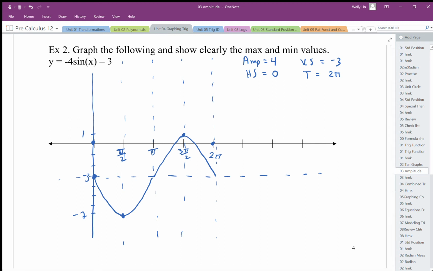The keys are organizing this information, using this information to get a start point and end point through the horizontal shift and period, get my middle line through my vertical shift, split it up into quadrants to be able to frame my sine and cosine functions, and then use the amplitude and flip to graph this function. Okay, down 4, okay, up 4.